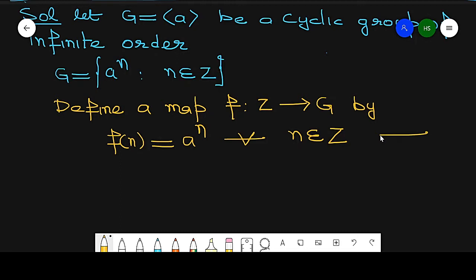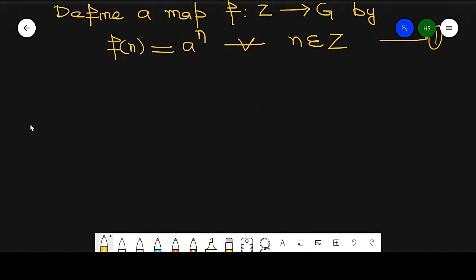Now in this case, Z is the additive group of integers, with Z plus, and G is a multiplicative group. So remember here the binary composition is plus, and here the binary composition is multiplication. So remember that. Now this mapping is a well-defined map.